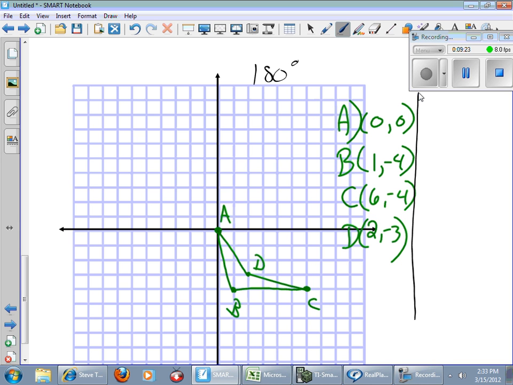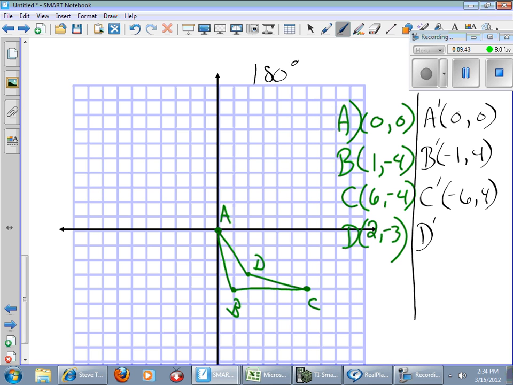Now for 180-degree rotation, it's simple. All you do, change the signs. Well, A is 0, 0, so it just stays 0, 0. B is 1, negative 4. It'll be negative 1, 4. These are primes, by the way. C prime, you just change the signs. Negative 6, 4. D prime is going to be negative 2, positive 3. Those are the new points.